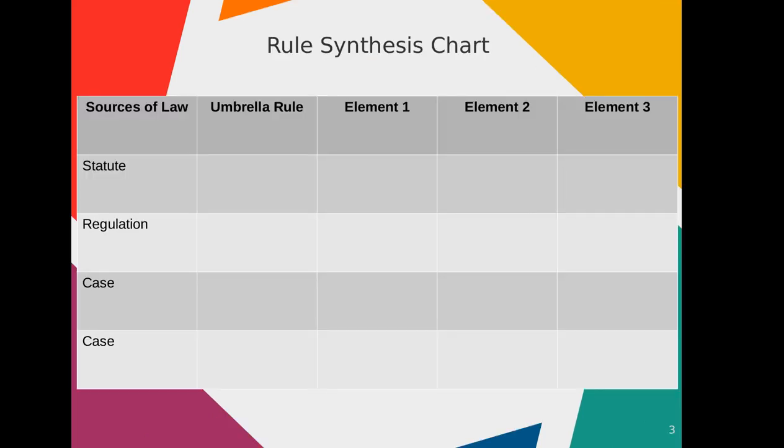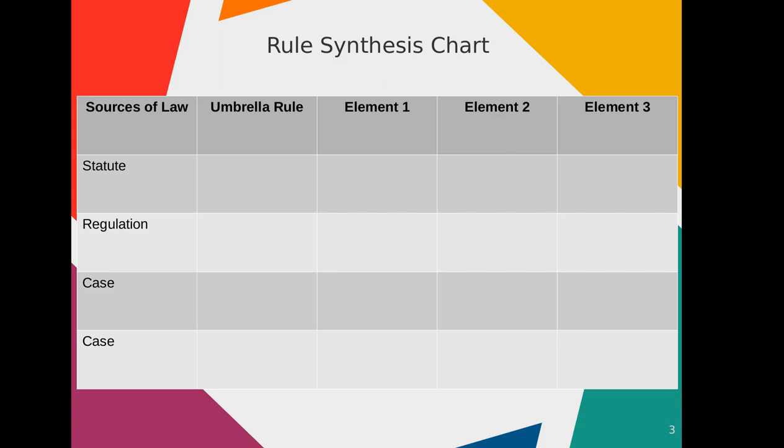This is a rule synthesis chart. As you can see, we have our sources of law on the left. Some examples would be statutes, regulations, case law. And then across the top, we separate out our rule. We have an umbrella rule, and then the elements broken out from that umbrella rule.